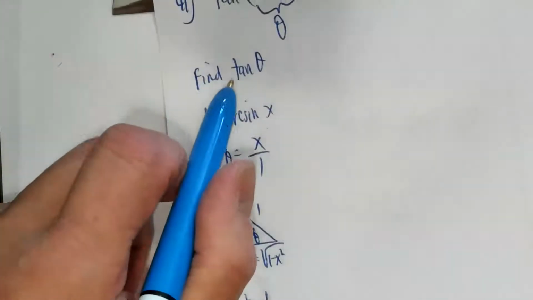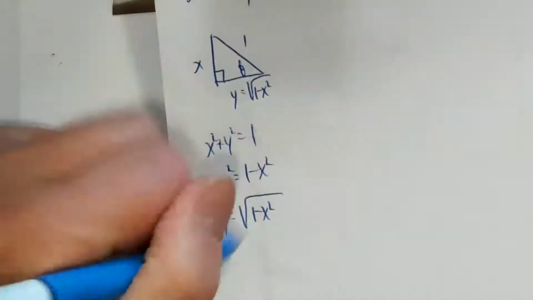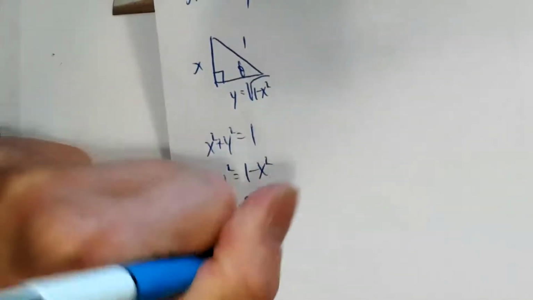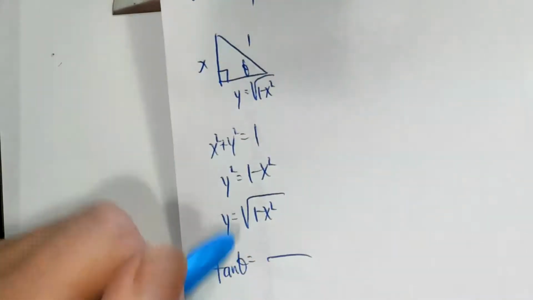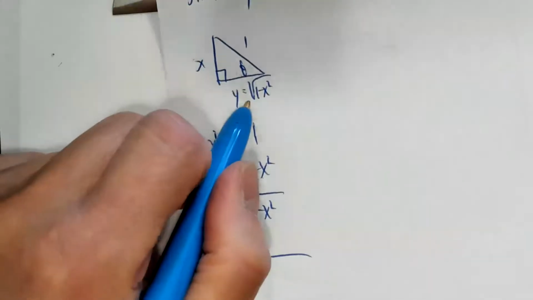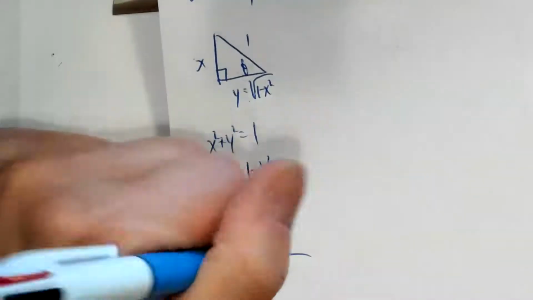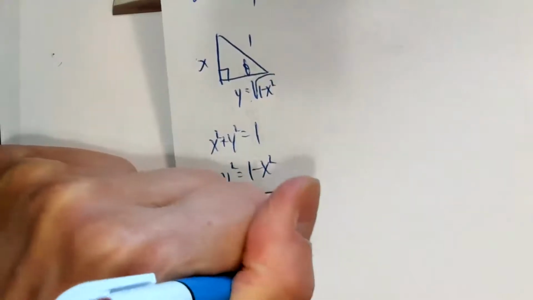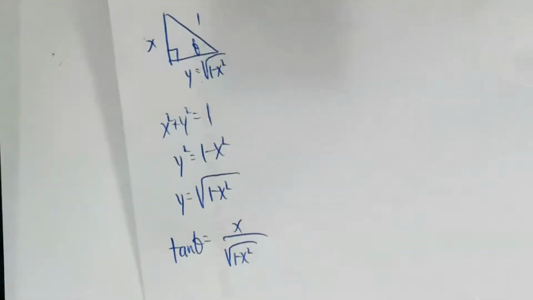Okay, so what am I trying to find? Tangent of theta. So tangent in my SOHCAHTOA, tangent is what over what? It's opposite over adjacent, is it not? So x over radical 1 minus x squared, and that pretty much does it.